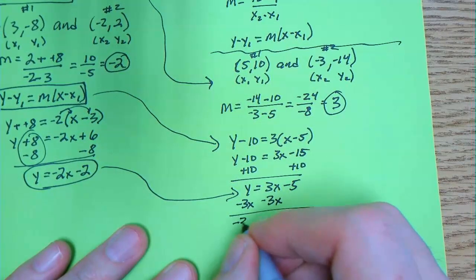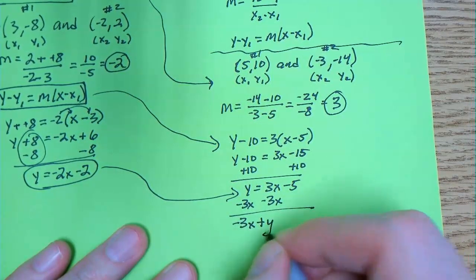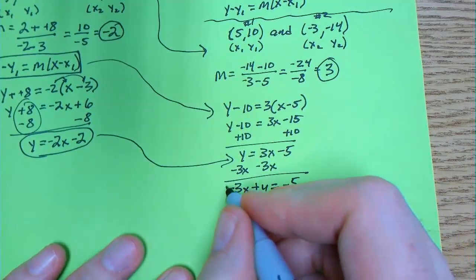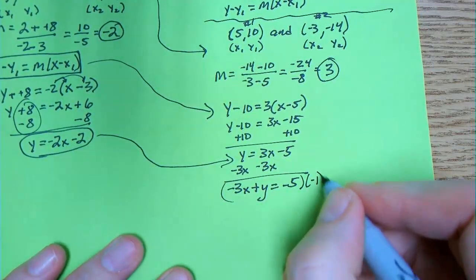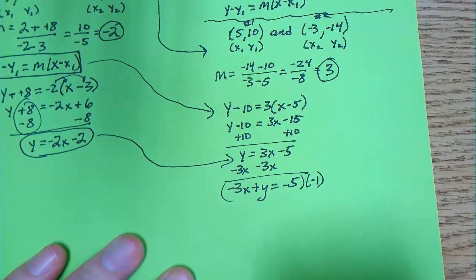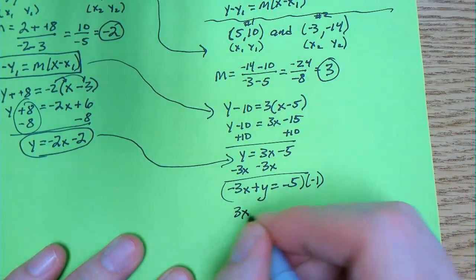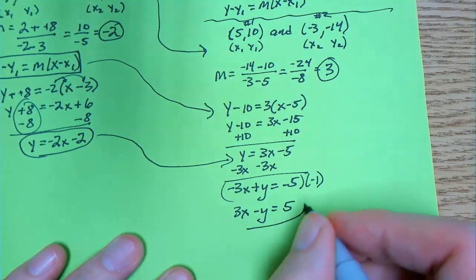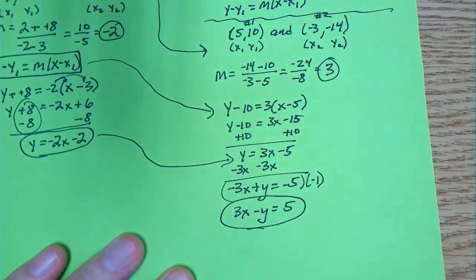So that gives us negative 3x plus y equals negative 5. And we're going to multiply the whole thing by negative 1 because a has to be positive. So that gives us 3x minus y equals 5. And that is our answer.